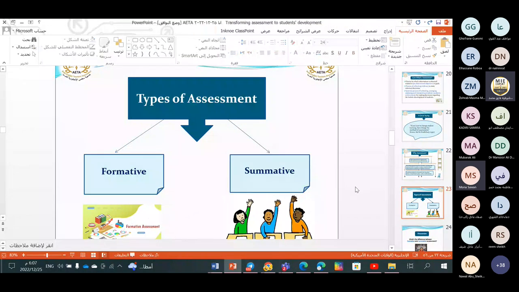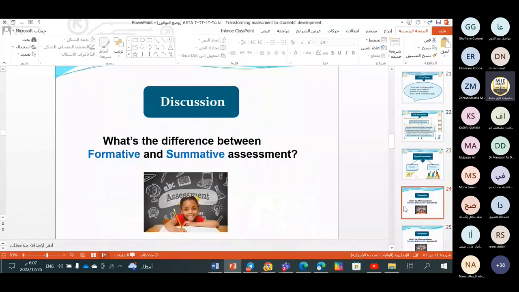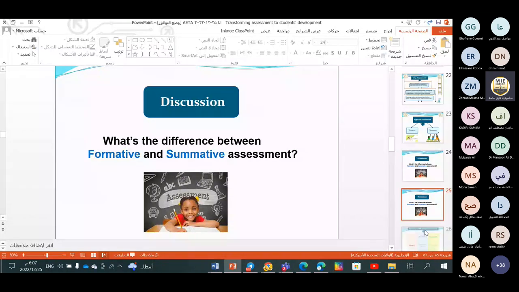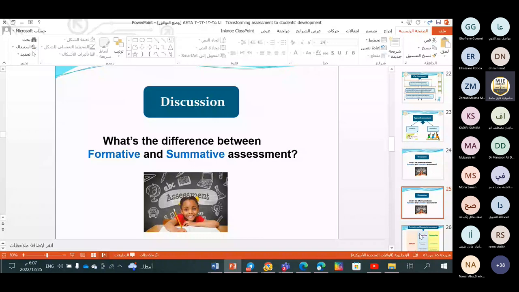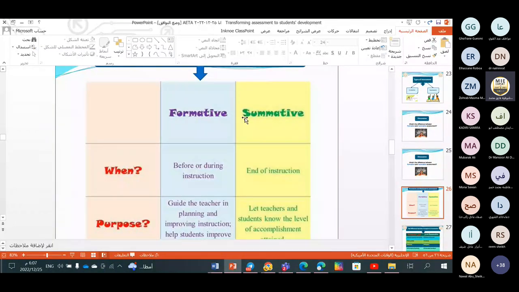My colleague mentioned it. He was true. So you agree with him, and we will see in the following ones. What is the difference between the formative and summative assessment? As you mentioned, then we will see here the formative and the summative. Here, when and the purpose.